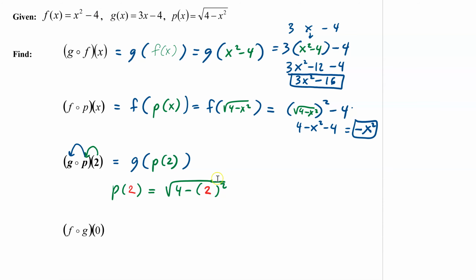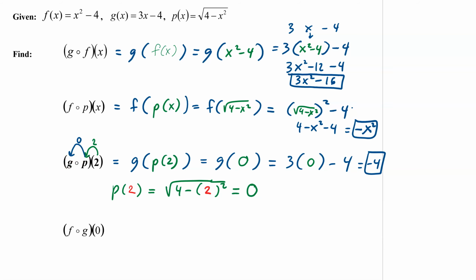Okay. So if we simplify this, that's 4 take away 4, which is 0. So now this would become g of 0. So our p of 2 is 0. We can now replace it with 0. Just like I was saying, this process, we're taking 2, plugging it into p. We get 0. We're now taking that 0 and plugging it into g. So you're just working your way back. So now g would be 3 parentheses minus 4. We plug in the 0 and we get negative 4. So g composed of p of 2 is negative 4.